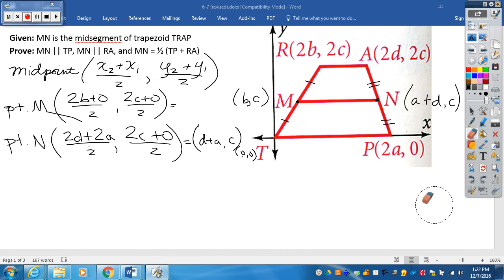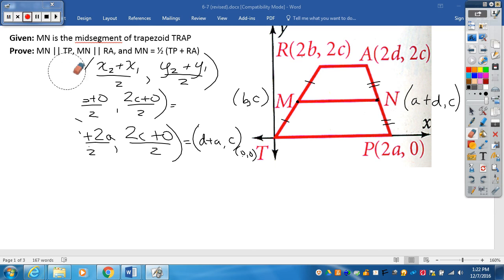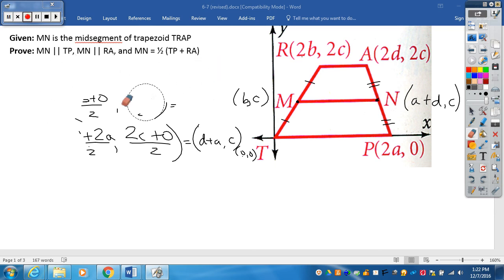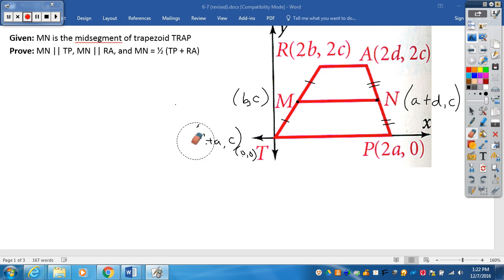Now, the next thing I'm going to do is I'm going to erase the work that I've done because I'm going to run out of space on my page if I don't, so that we can see everything that's taking place. Now, you should not erase anything. The work that you're doing right now is actually showing me how you know what you know to be true.